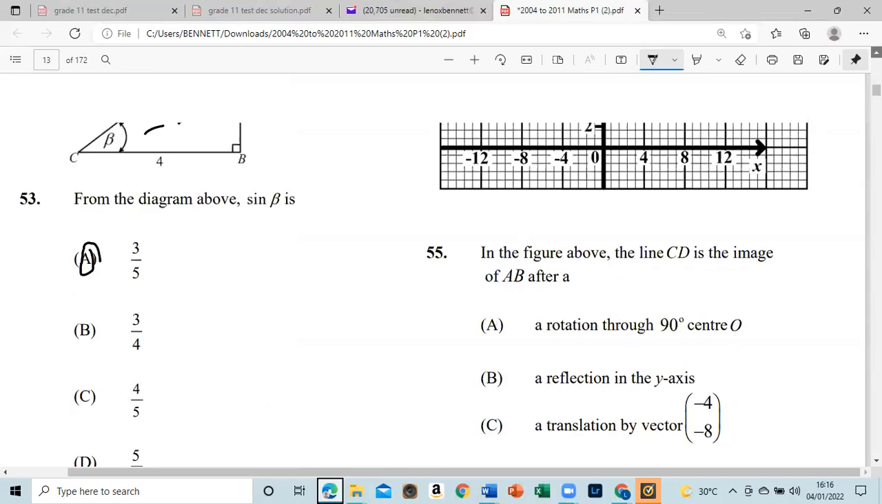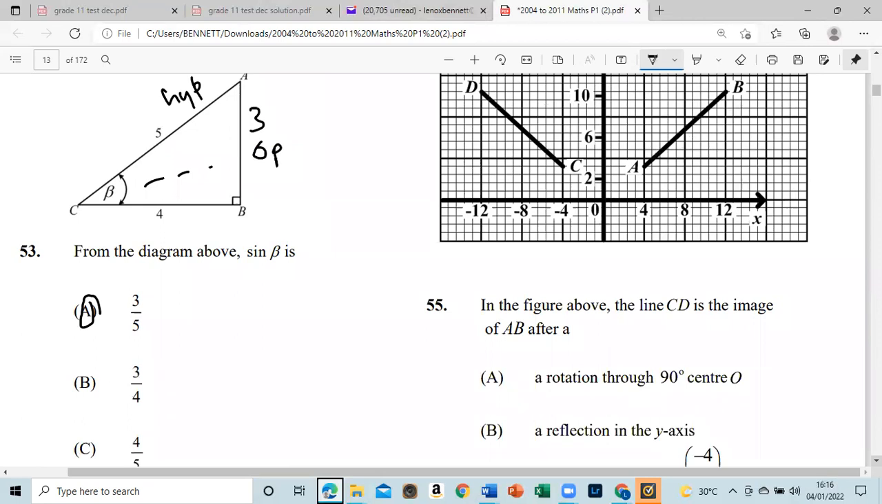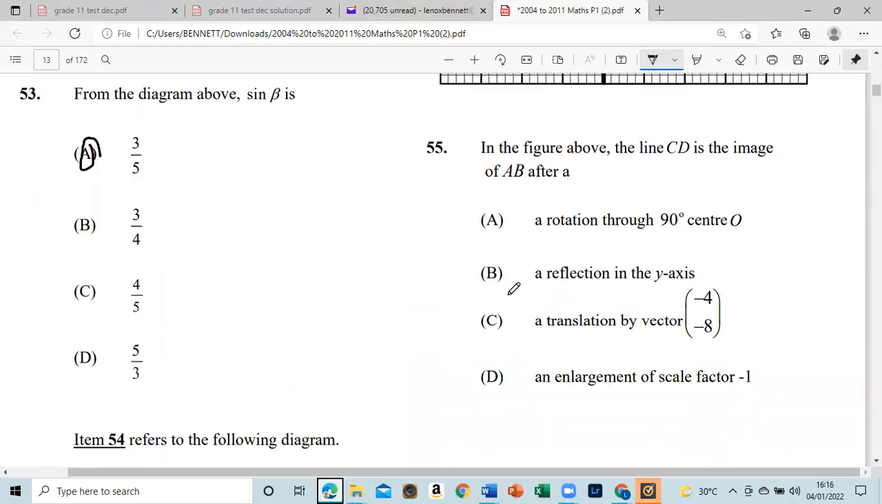This one now, translation again. In the figure above, the line CD is the image of AB. Alright, in the figure above, line AB here. Rotation now, rotation about the y-axis here. That is it, right, looking at that picture.